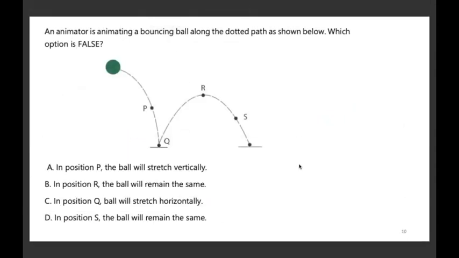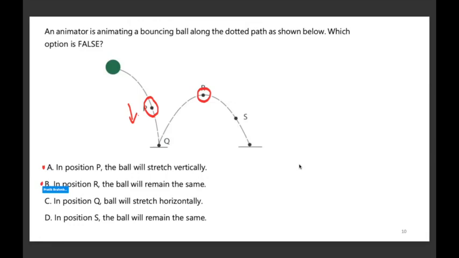An animator is animating a bouncing ball along the dotted path. Which option is false? Okay. The first option says in the position P, the ball will stretch vertically. In position P, yes, the ball will stretch vertically because we have to show the force is exerting downward. So A is fine, not a problem. B says in position R, the ball will remain the same. Yes, this is the neutral position, so it will remain as it is here. So B is also fine.